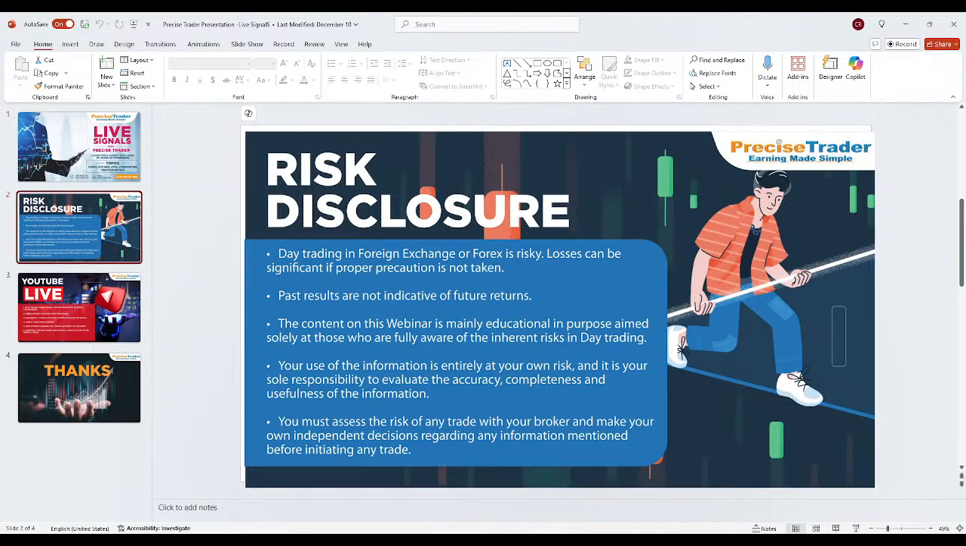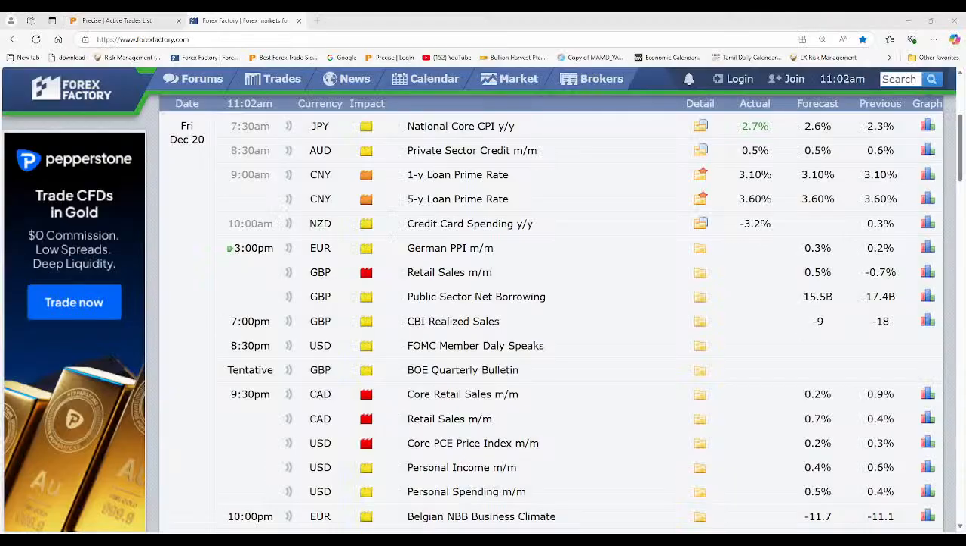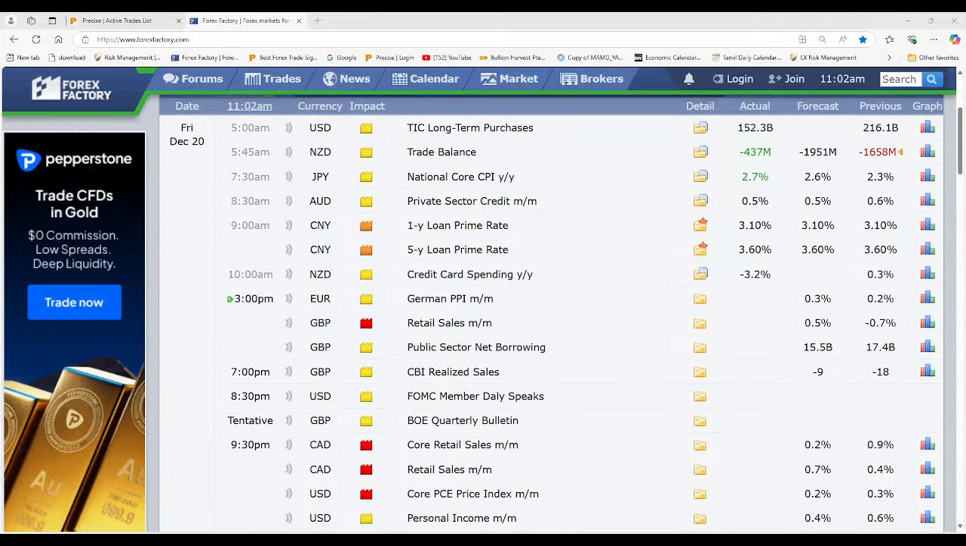With that, I think I move on to the live analysis. Okay, let me change the screen. Okay, the key data. Today is December 20th, Friday, the last trading day of the week.